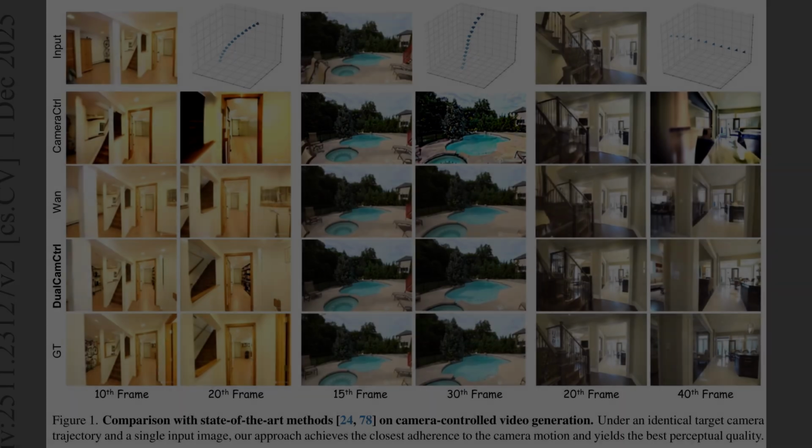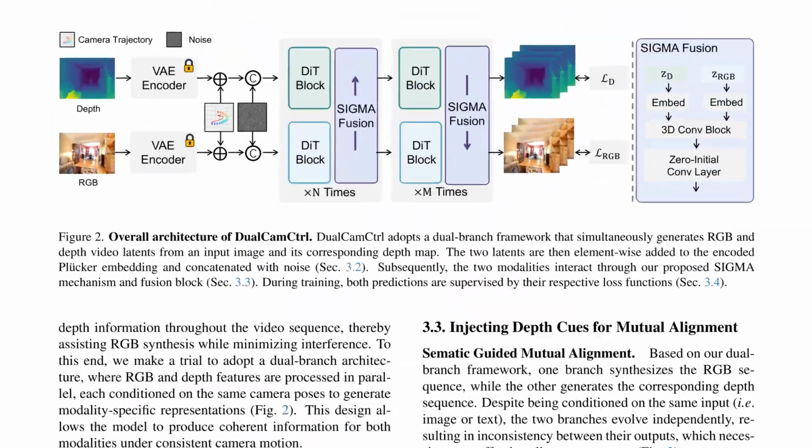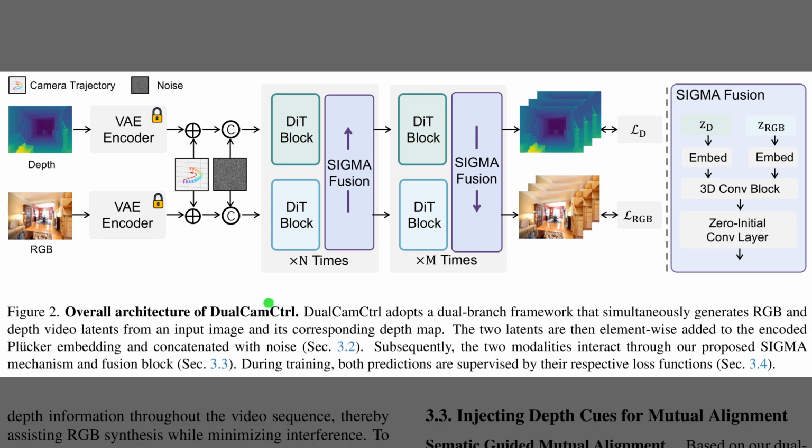Across the rows, the dual-branch model tracks that path more faithfully and preserves details, so its results look closest to the real footage. Figure 2 shows how the dual-branch system actually processes an input image and its depth map to make a camera-controlled video. The left side encodes RGB and depth separately into latent space, so each stream keeps its own representation while sharing the same camera path.